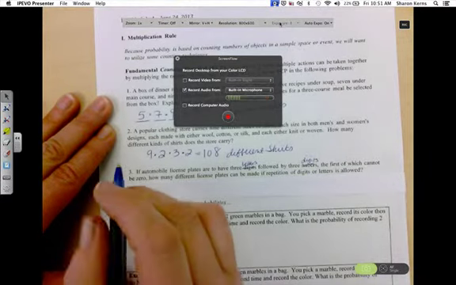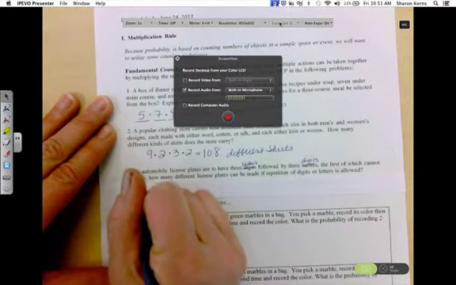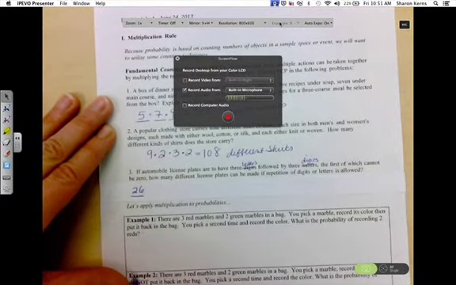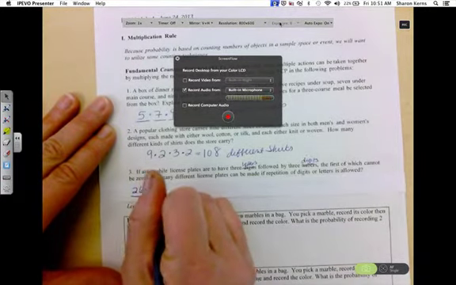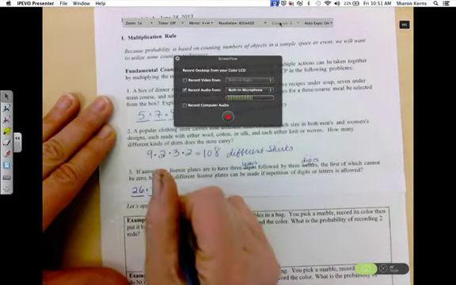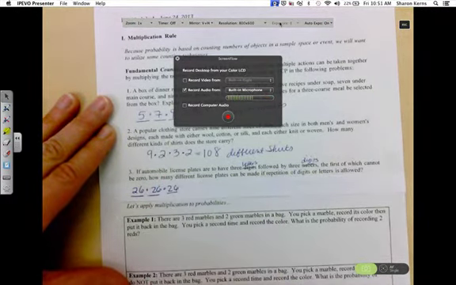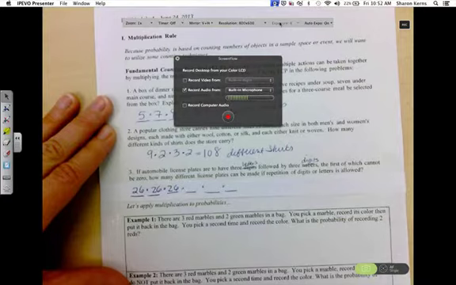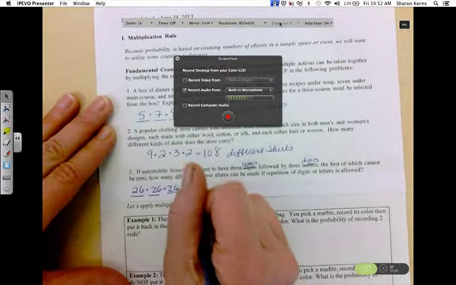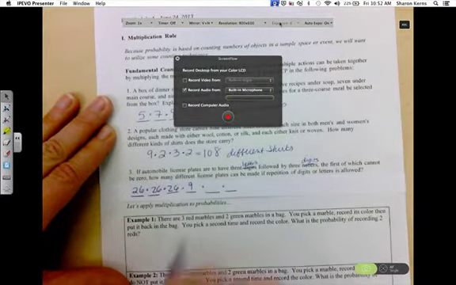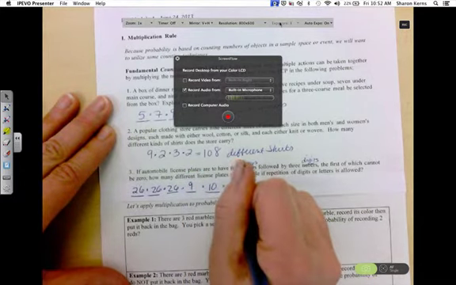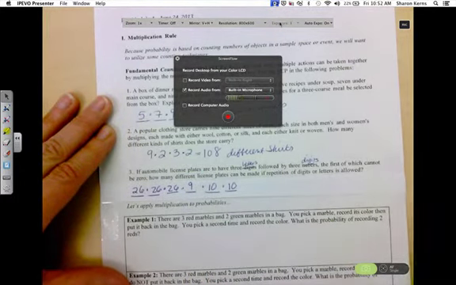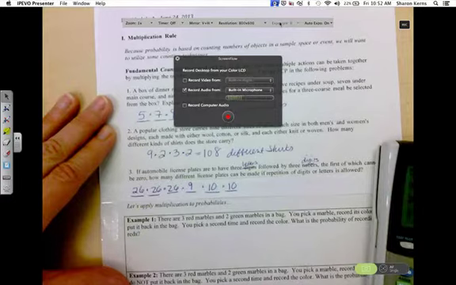So let's see, there are 26 different letters, so 26 possibilities for the first letter, 26 possibilities for the second letter because you're allowed repeats, and 26 possibilities for the third letter. In terms of the digits, if you can't include 0 for the first one, then there's only 9 possibilities for the first digit, but then there are 10 possibilities for the second and the third. So 26 times 26 times 26 times 9 times 10 times 10.